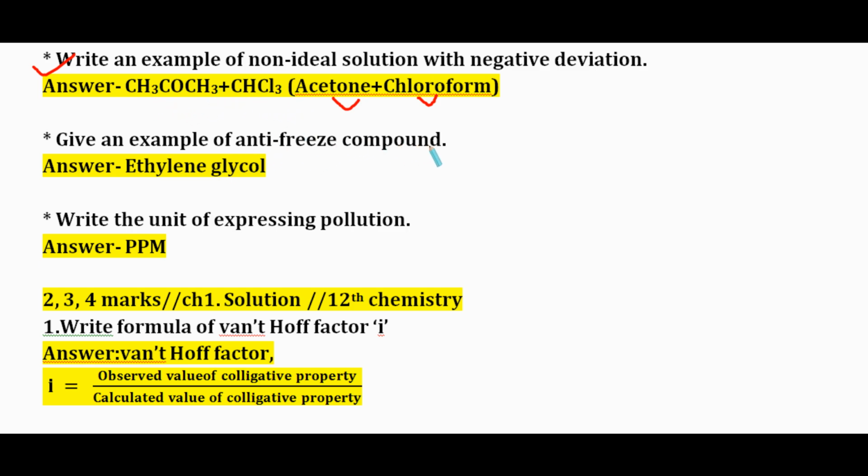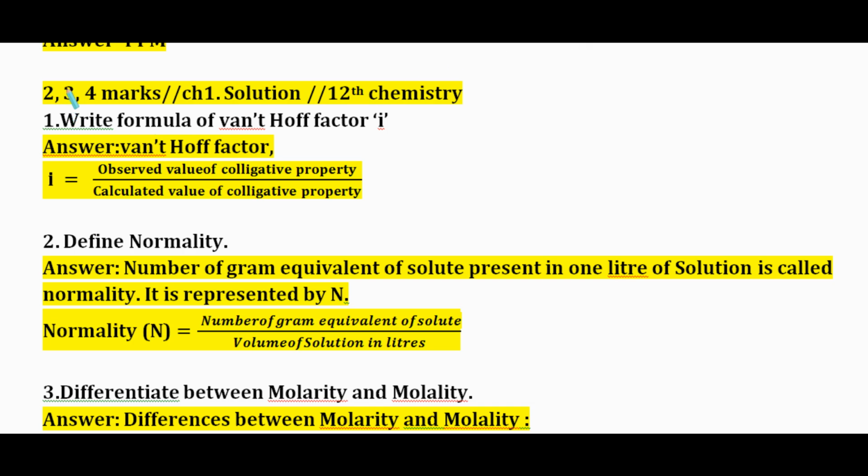Give an example of antifreeze compound. It is ethylene glycol. Write the unit of expressing pollution. It is ppm, parts per million. Now we have important questions for 2 marks, 3 marks, 4 marks. Chapter 1 solution, 12th chemistry. Question is write the formula for van't Hoff factor i. This is i equal to observed value of colligative property upon calculated value of colligative property.